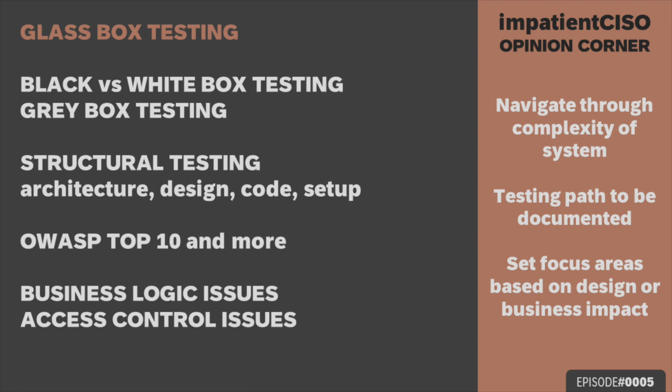And set focus areas based on design or business impact. That is also, I mean, it should not be only based on business and design, but as I say, if the system has a certain complexity, it makes sense to start with the critical functions first, because obviously, I mean, it's up to you how to organize it, but recommendation is also when you have critical functions, critical findings, fix them first and then retest.